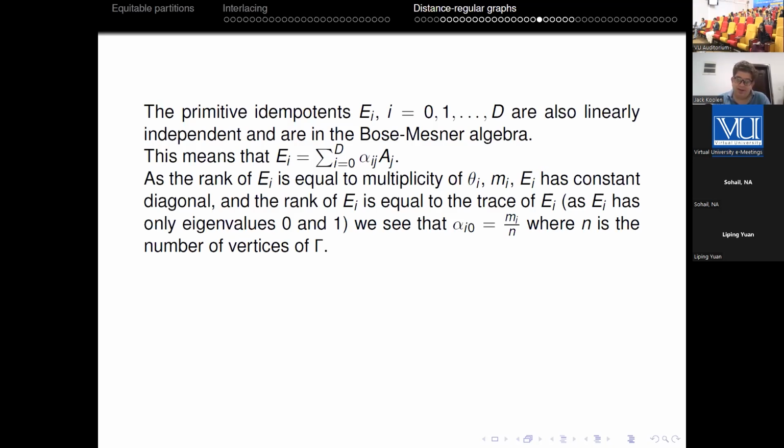The second thing is that E_i has constant diagonal. And the third thing is, because E_i has only eigenvalues 0 and 1, the rank of E_i is equal to the trace of E_i. It's the number of ones as eigenvalue, and that is exactly the same as the trace of E_i. We see that alpha_i0 is m_i over n, where n is the number of vertices of gamma.